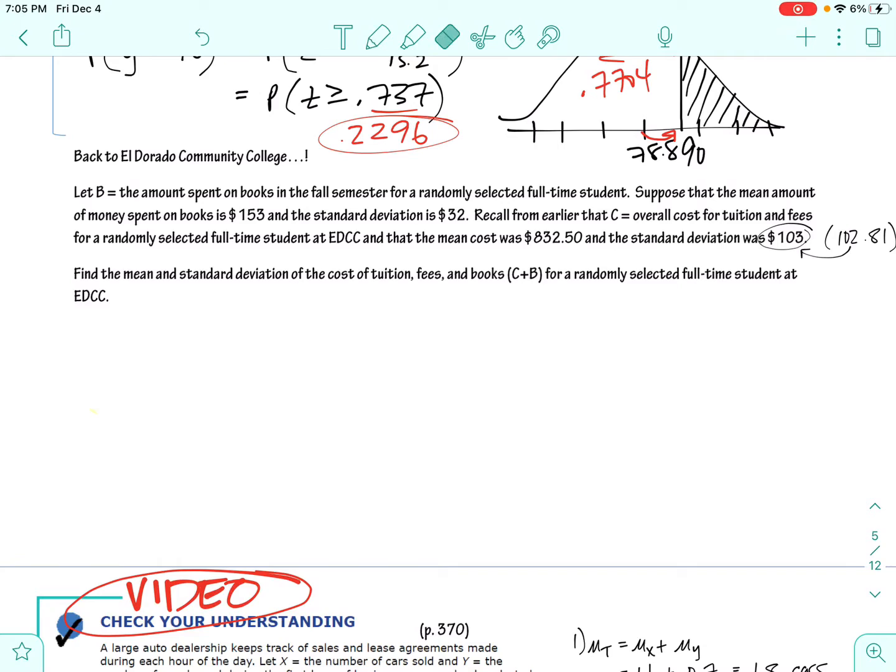So what I'm going to do is I'm going to have my mu of C plus B. When you add means together, you just straight up add them. Nothing fancy about it. We have our total cost on average plus the textbooks on average, which gives us an average cost of about $985.50. You just add your mu from your cost, which is this number, and the mu from the books. Add them up. No big deal. Okay, but here's the thing. We're not allowed to add standard deviations together. So we have to do something a little bit fancy.